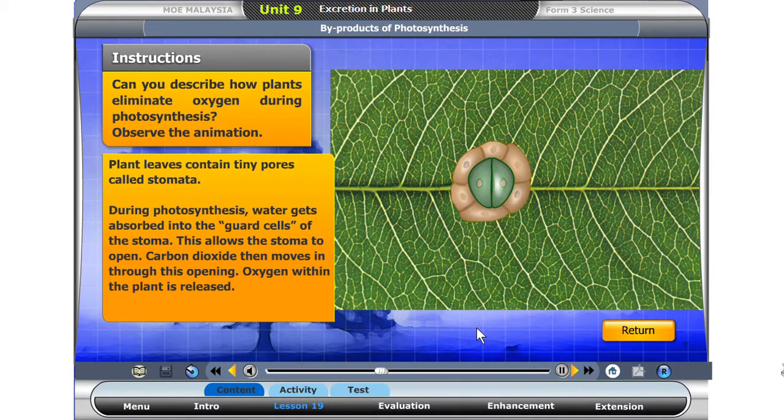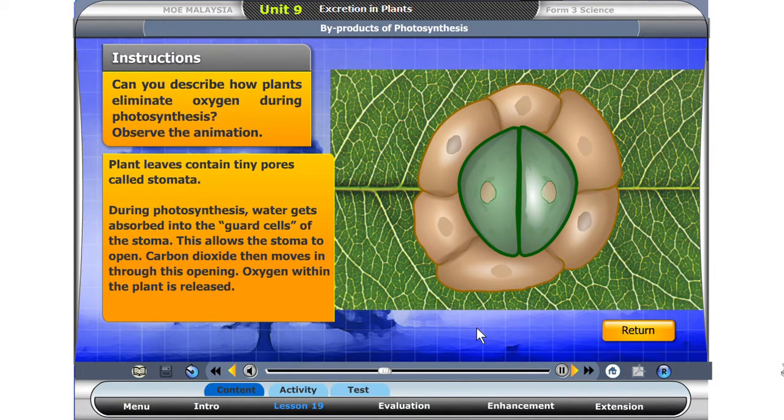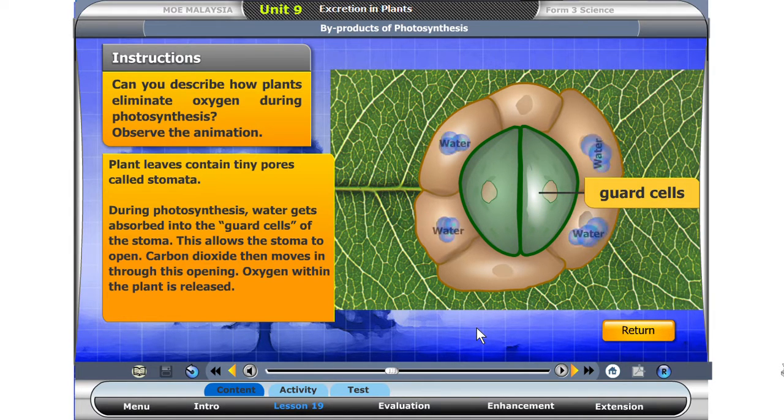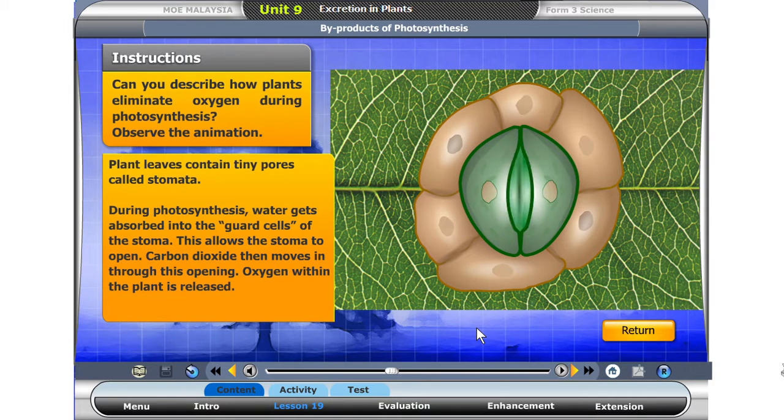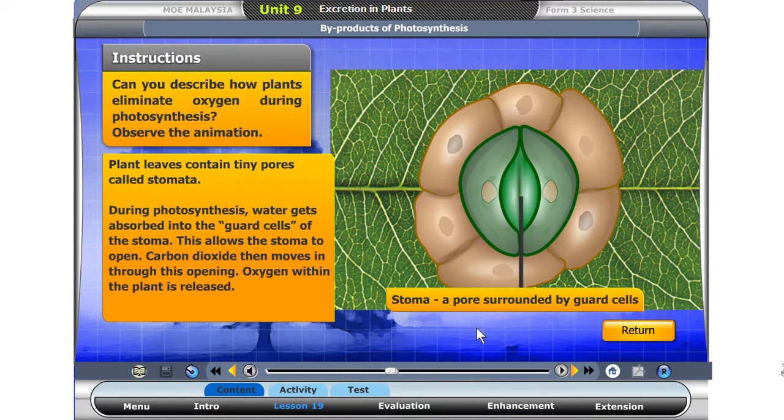Can you describe how plants eliminate oxygen during photosynthesis? Observe the animation. Plant leaves contain tiny pores called stomata. During photosynthesis, water molecules are absorbed into the guard cell of the stoma. This allows the stoma to open. Carbon dioxide then moves in through the stomatal opening. Oxygen within the plant is released.